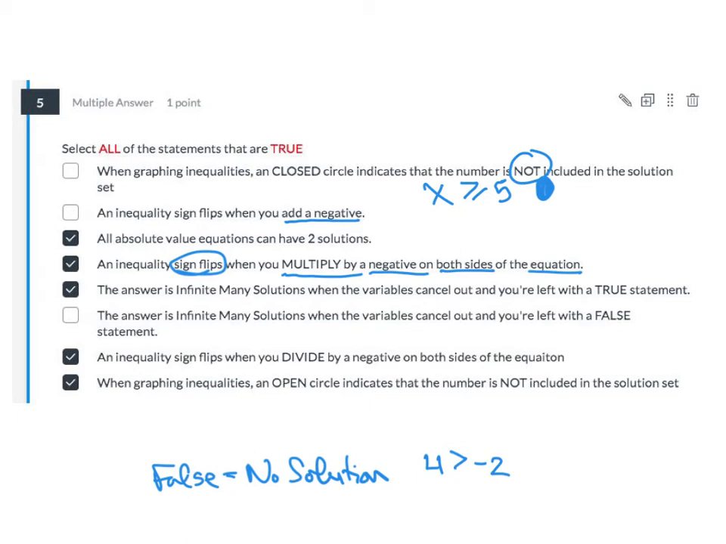Okay, moving on. An inequality sign flips when you divide by a negative on both sides. Yes, that's true. Multiplying or dividing by a negative on both sides of the equation will flip your sign. Last one: when graphing an inequality, an open circle indicates that the number is not in the solution set. That is true. So let's say we have x is greater than 2. X is greater than 2 has an open circle. If it's just greater than, that means 2 is not part of that solution set. So yes, this is going to be true.